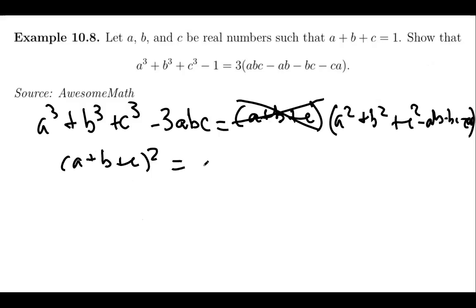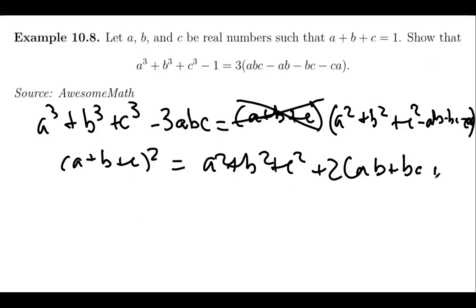So the factorization was (a+b+c)² equals a² + b² + c² plus 2(ab + bc + ca). And it all equals 1 because a+b+c equals 1, and 1 squared is still 1. Now, we have a² + b² + c² here that we don't want in the final equation.